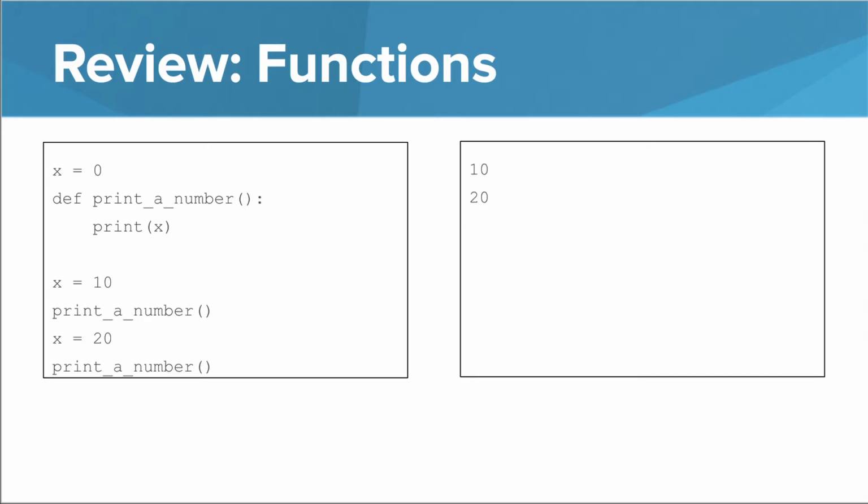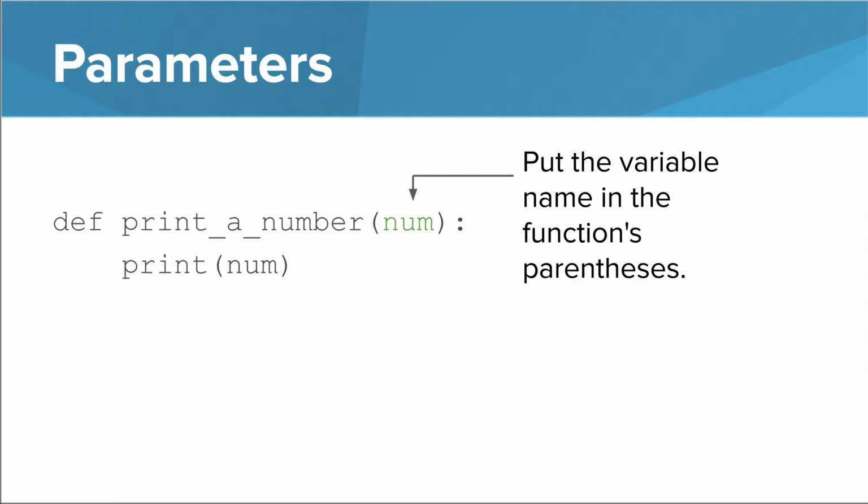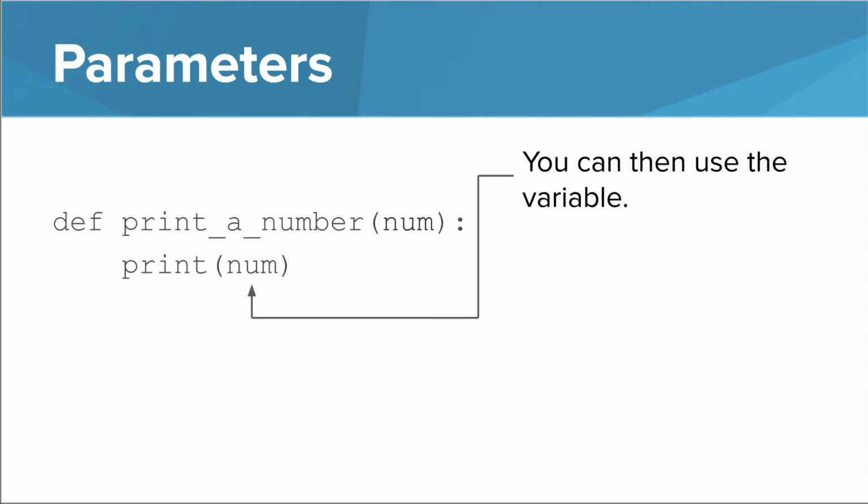We can make them behave differently using variables, but this would be annoying to do every time. Fortunately, there's a better way to do this, and it exists in the form of parameters. Parameters are pieces of information that you can give to functions when you call them. A parameter is basically a variable name. You put the variable name in the function's parentheses. You can then use the name in the function as though it were a variable you declared.